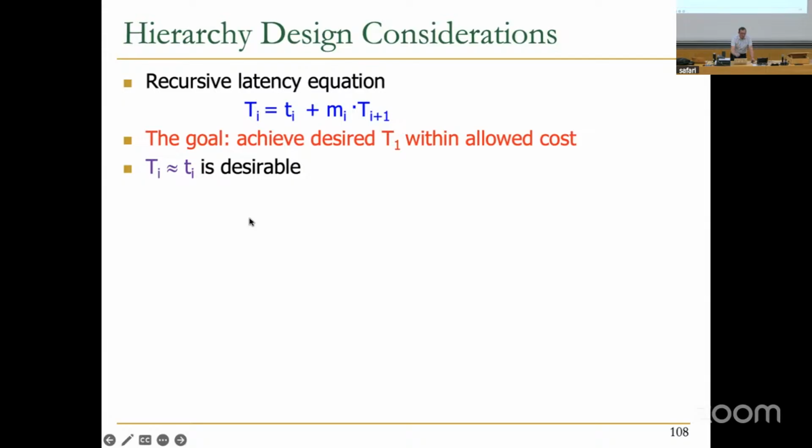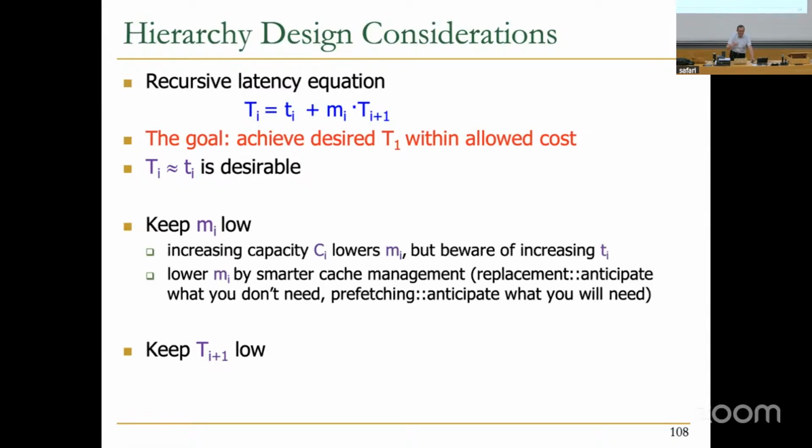Ideally, in all levels, you want the perceived access time to be equal to the array access time, especially at the top level, right? So to be able to do this, what can you do? You can keep the miss rate low. That's good. Or you can keep the perceived access time of the next level low. So keeping the miss rate low, you can increase the capacity. This lowers the miss rate, but it can increase the access time of the array because bigger is slower, right? Or you can lower the miss rate by smarter cache management, which we're going to talk about. Replacement, you anticipate what you don't need and throw it out. You prefetch, you anticipate what you need and bring it in.